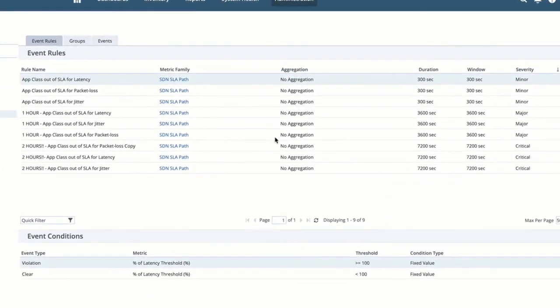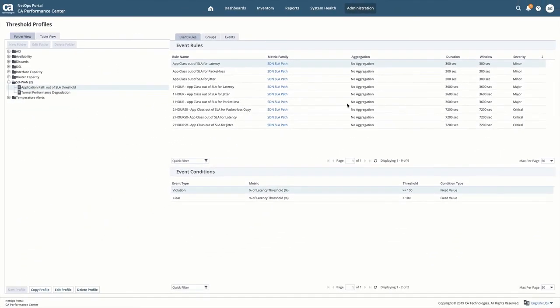In our threshold profiles, you can see I've defined several different event rules. There are three primary metrics to be monitored: latency, packet loss, and jitter. Each of these metrics are generated in a percent of threshold format, making for very easy threshold configuration. When a threshold profile reaches 100% of threshold, that means that that transport is no longer applicable to that application's SLA. In our example, we'll raise a minor alarm when that happens for any given 5-minute period.